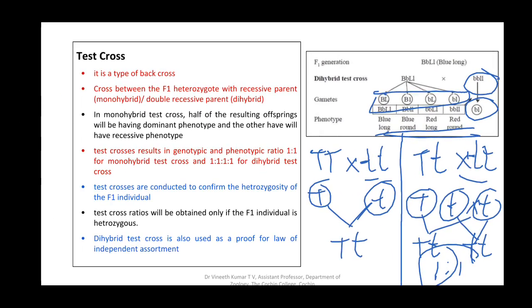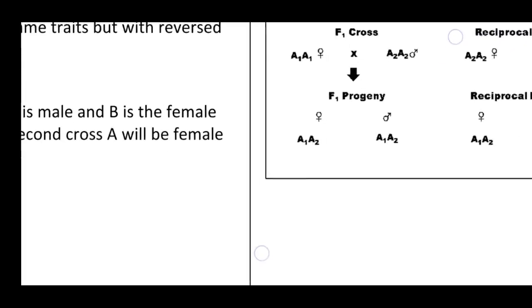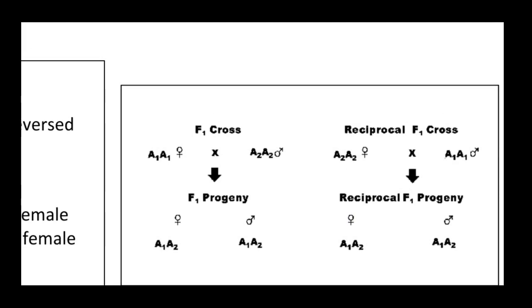So coming to the next one, which is back cross. Back cross we discussed. Next is the last one, which is the reciprocal cross. A reciprocal cross is a cross which involves the same traits. Here you do not change the characters. What you do here is you just reverse the sexes. I will take this example, which is more simple.